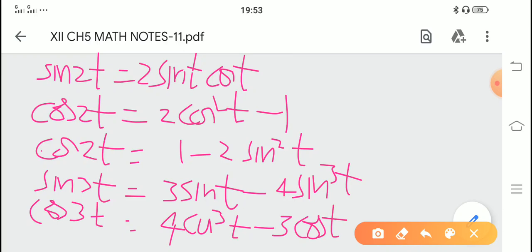These are the formulas I just discussed in this 7th question of this exercise. Please try to remember. We have to apply all these formulas to make this problem easy. So all these formulas are very important.